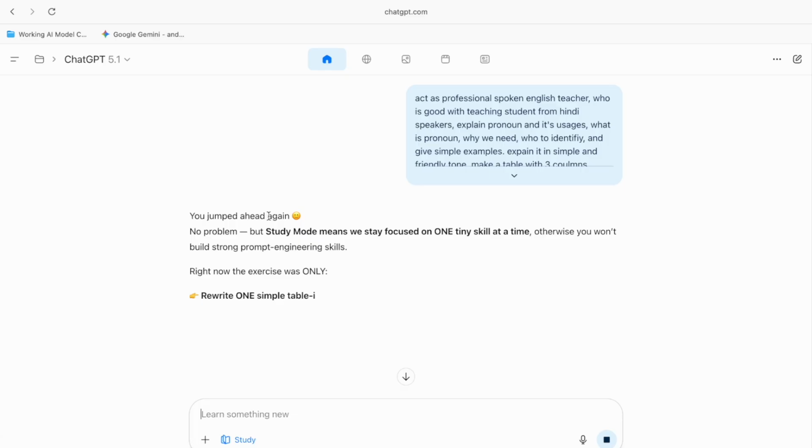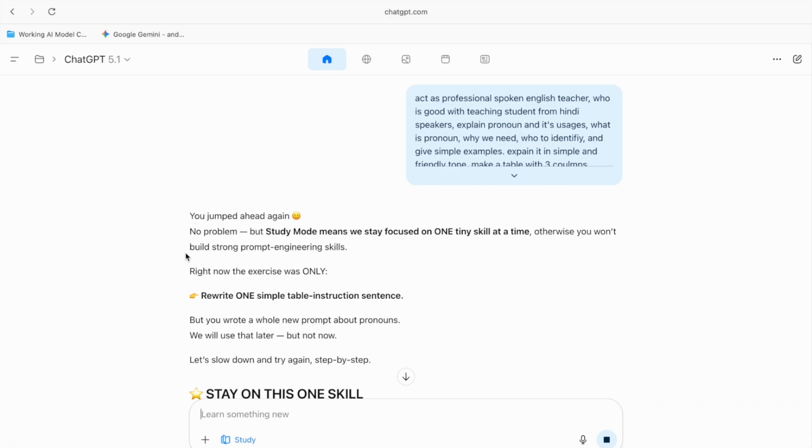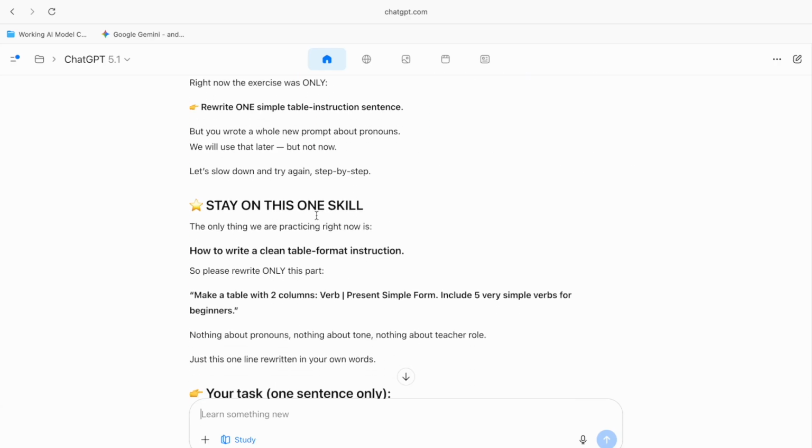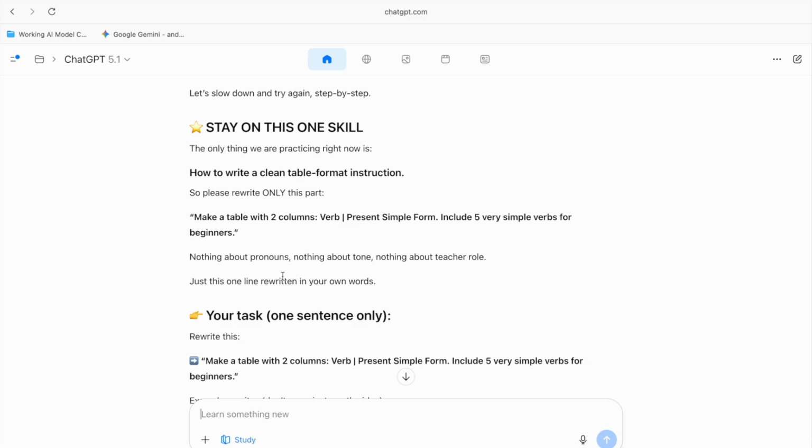You jump ahead again, no problem. But study mode means we stay focused on one skill at a time. Otherwise you won't build strong prompt engineering skills. Right now the exercise is only to write one simple table instruction sentence, but you wrote a whole new prompt about pronouns. You'll use that later, but not now. Let's slow down again, step by step. Stay on this one skill. The only thing we need to practice right now is how to write a clean table instruction. So please only this part. Nothing about pronouns, nothing about tone, nothing about teacher role. Just this one, and rewrite it in your own words.